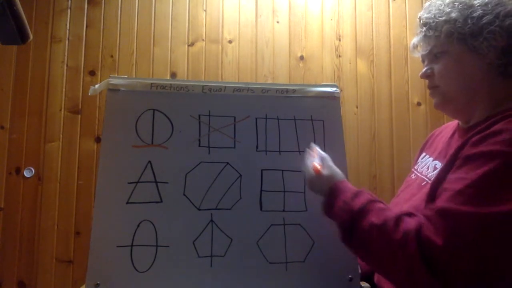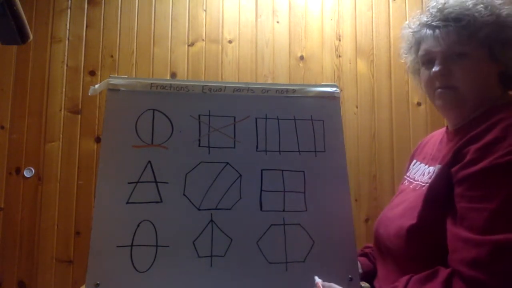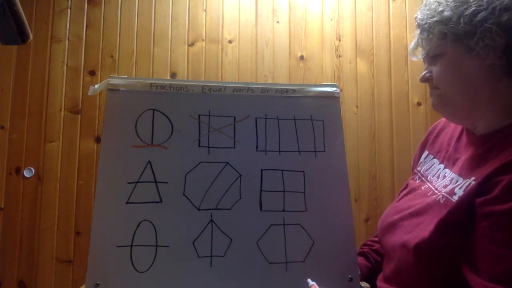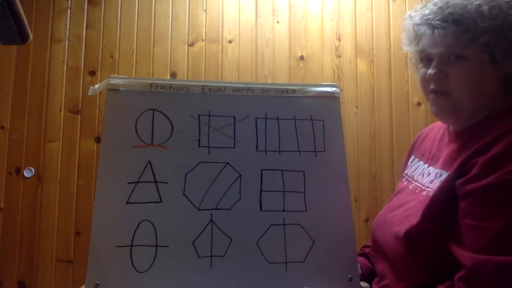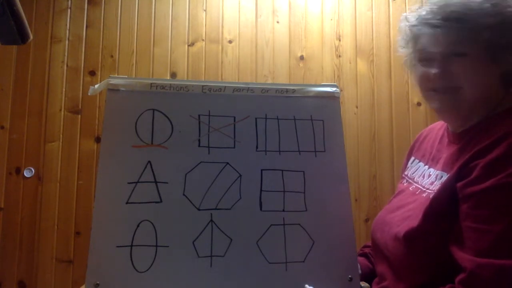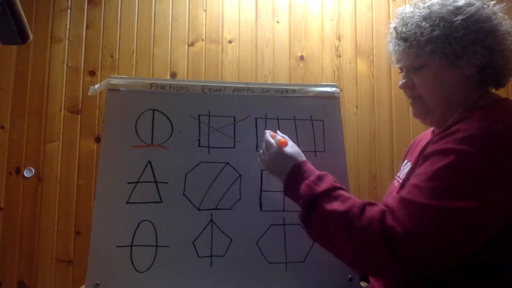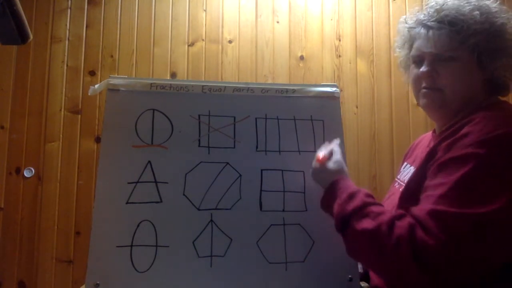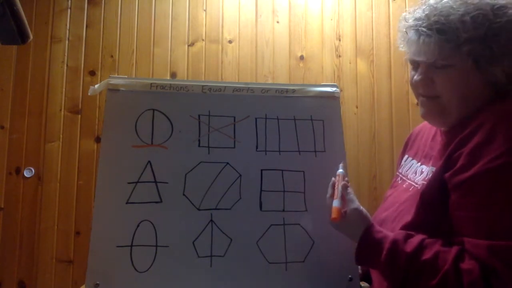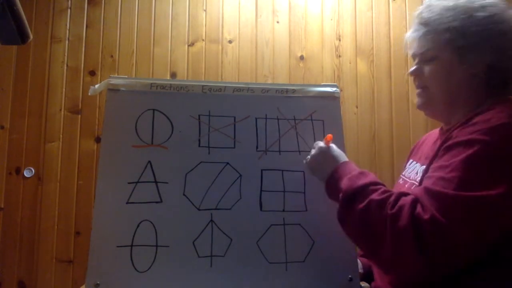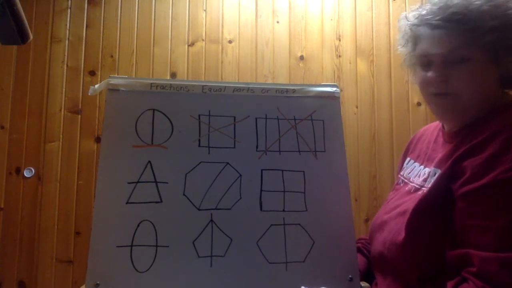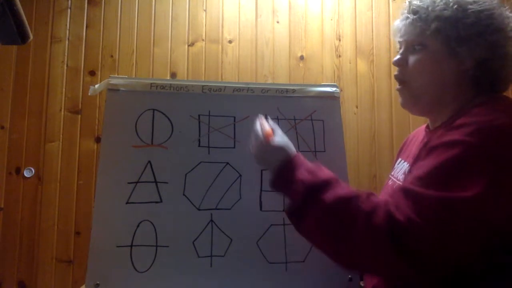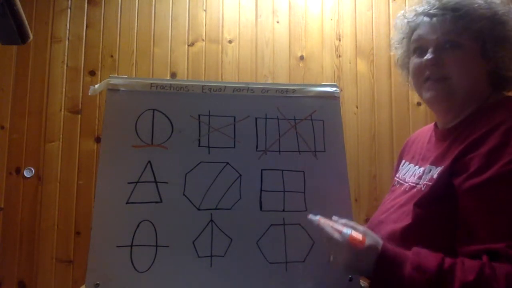How about this one? We have a rectangle, and we have 1, 2, 3, 4, 5 people. So if you had a family of 5, would you all get an equal piece? If it was something I really didn't like, I'd want this piece because it's a lot smaller. But if I liked it, I'd probably want one of these two pieces. So this is definitely not equal. They are not equal parts. Remember, equal means the same on both lines, or all the pieces would be equal or the same.